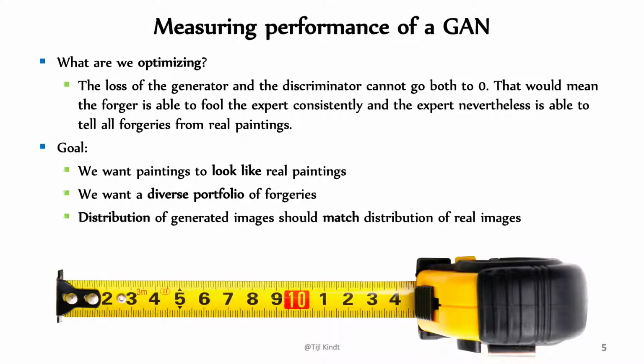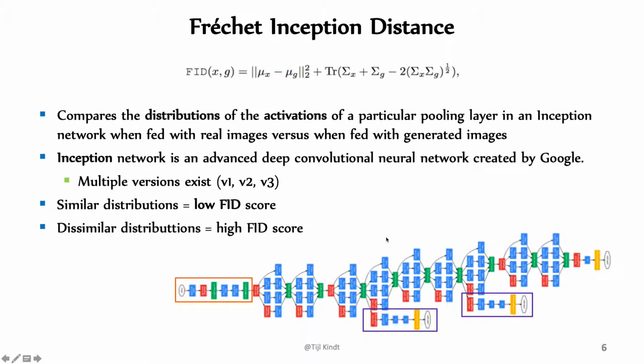What we actually want is images that look like real images, but we also want a diverse portfolio of images. We want a variety of different galaxies. So what we want is that the distribution of the generated images matches the distribution of the real images. Now, how do we figure out whether those distributions match? That's something that I show here. We can use the Fréchet inception distance for that.